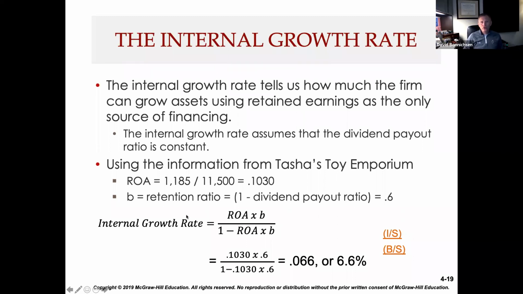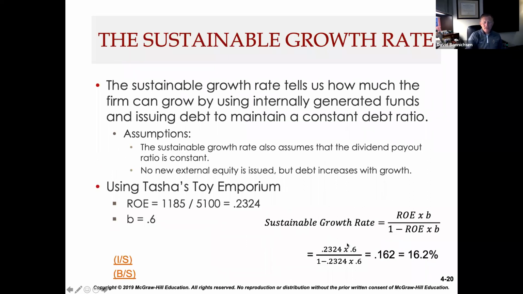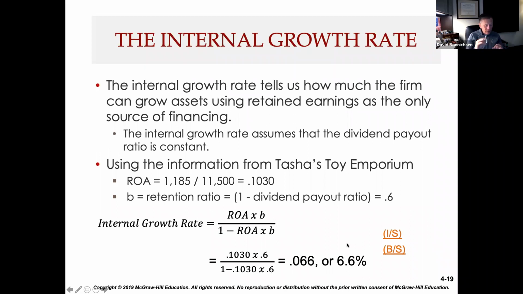So the formula for internal growth rate is we take the ROA times the retention ratio, and we divide that by 1 minus the product of ROA times the retention ratio. And when we do that for Tasha, we can see that using only retained earnings as our source of financing, we can reasonably expect to have a consistent growth of around 6 to 7%, 6.6%.